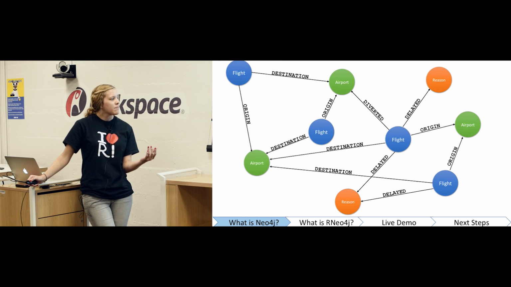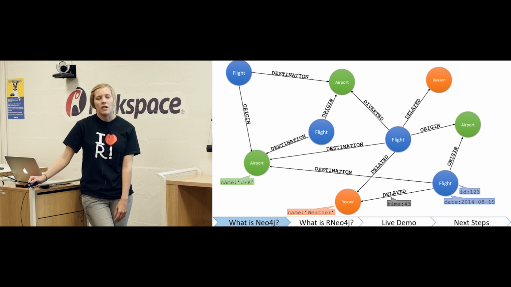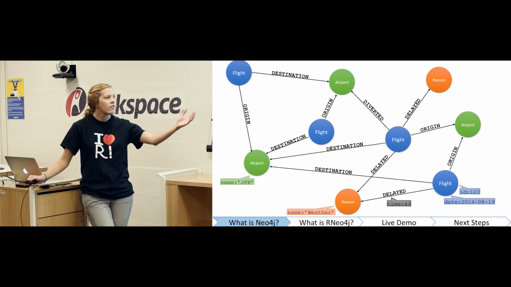So hopefully this makes sense. Maybe I should also say that all these nodes and relationships can have an arbitrary amount of properties attached to them. So for example, our flight nodes could have a flight number and a date property attached to it. The airport nodes would have a name property indicating which airport it was. The reason nodes would have a name. And then you can also put properties on relationships to just semantically describe what's going on. So this flight 123 was delayed for 43 minutes for weather.